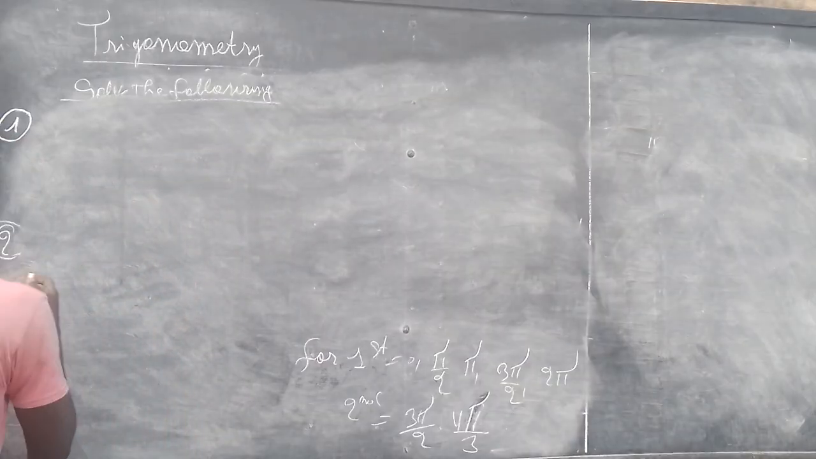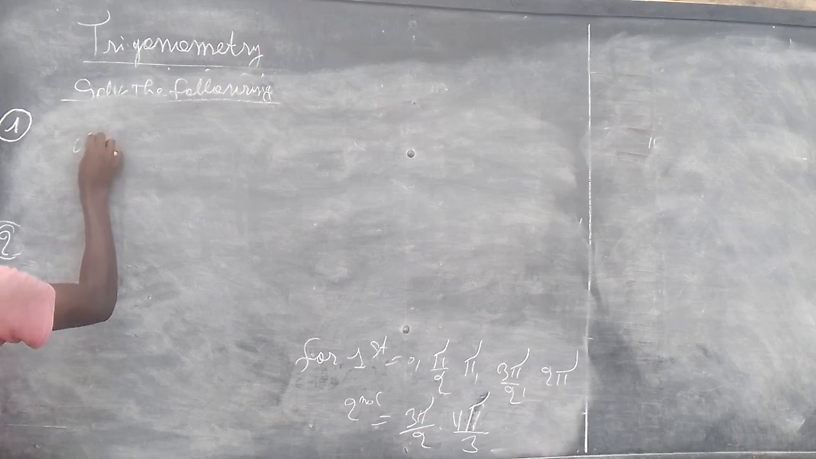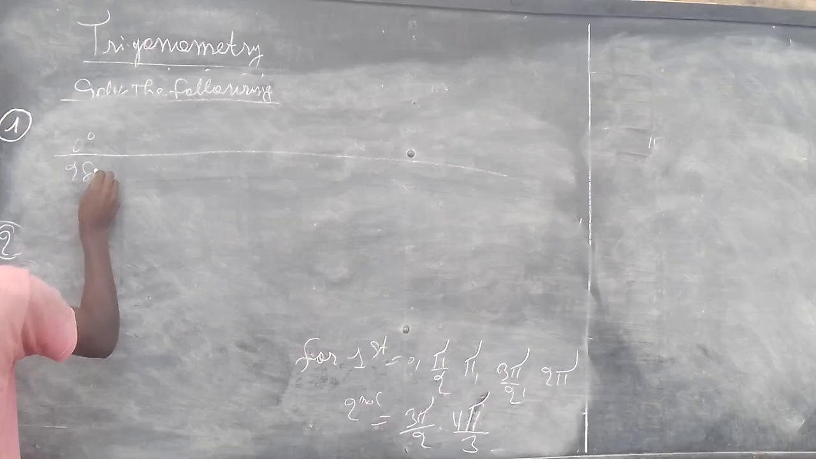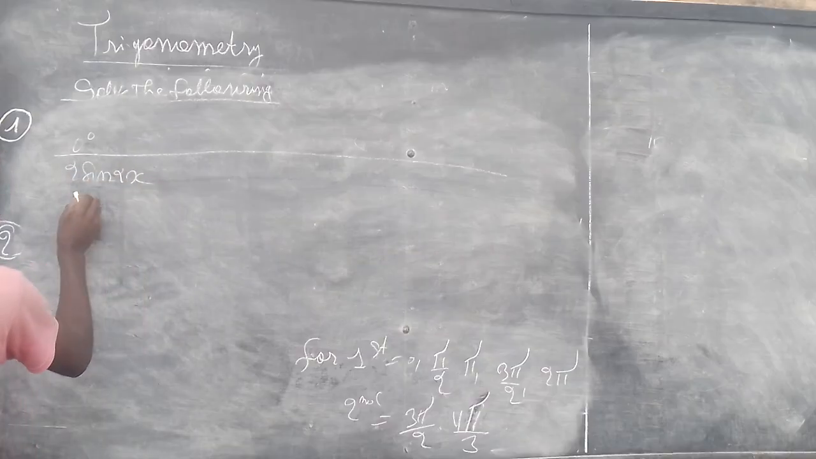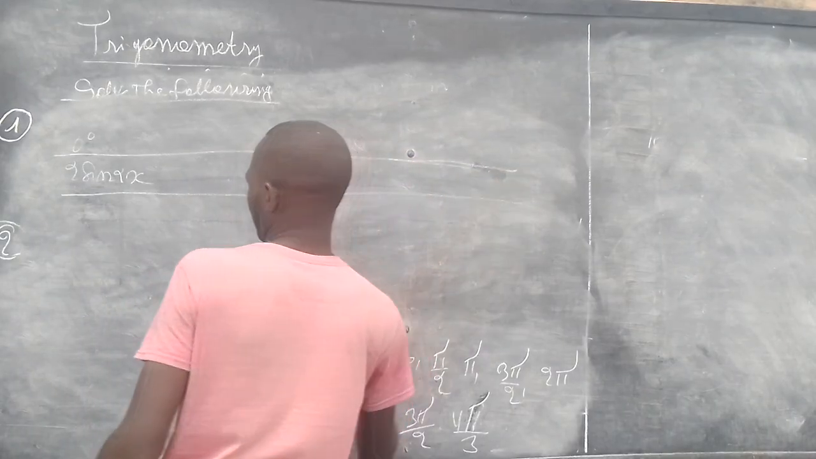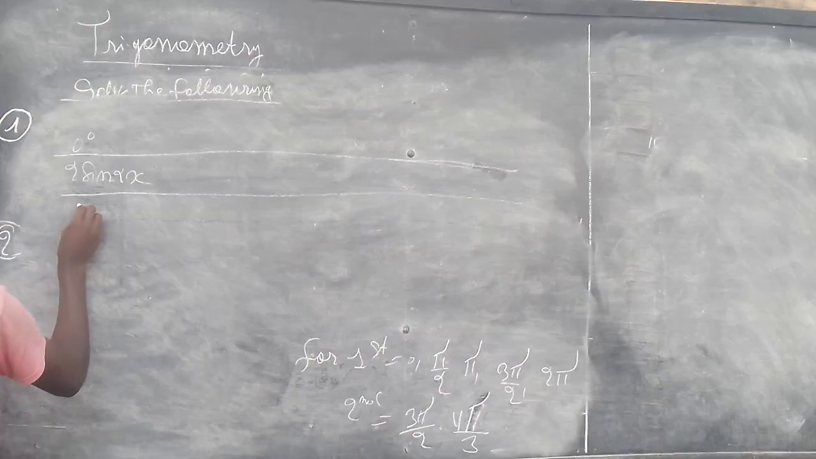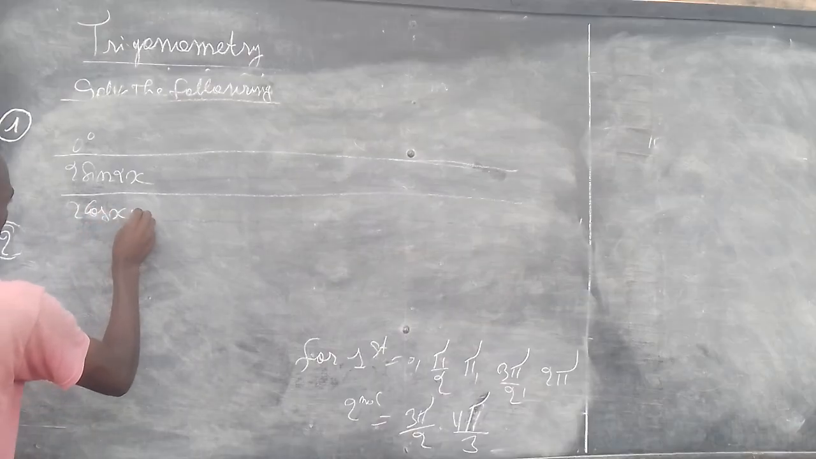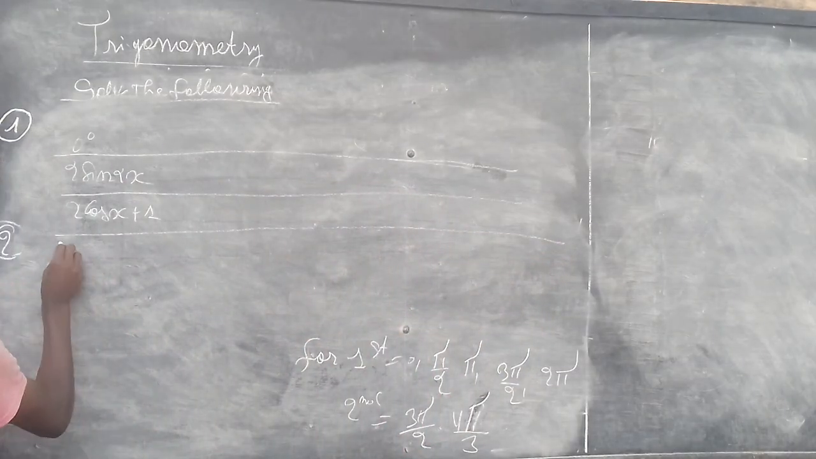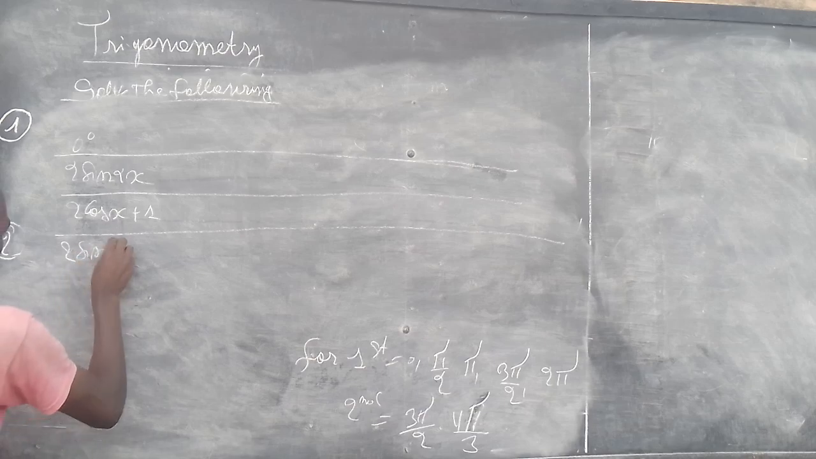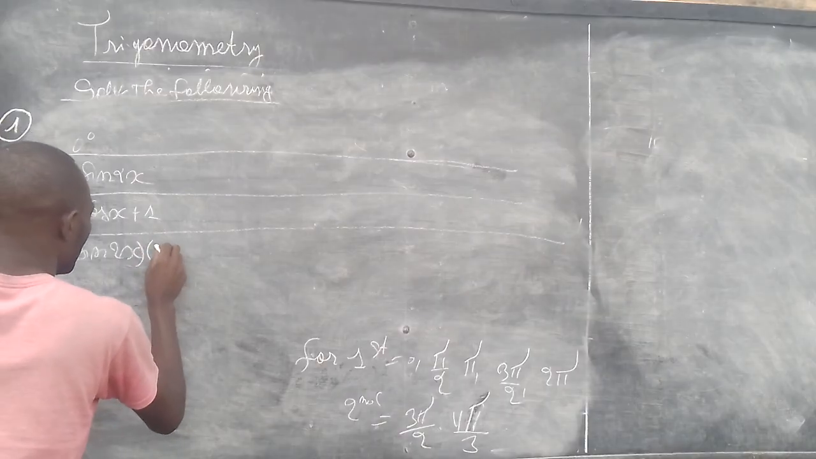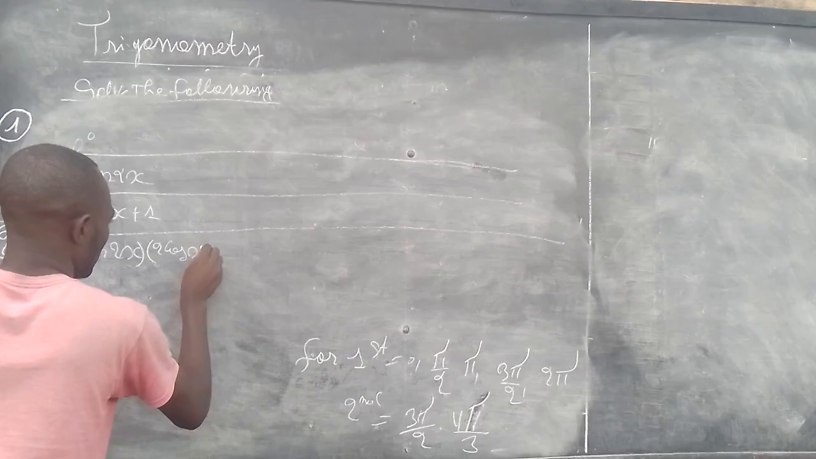So here we have 0 degrees. We have 2 sin 2x, and cosine x plus 1. We have 2 sin 2x times cosine x plus 1.